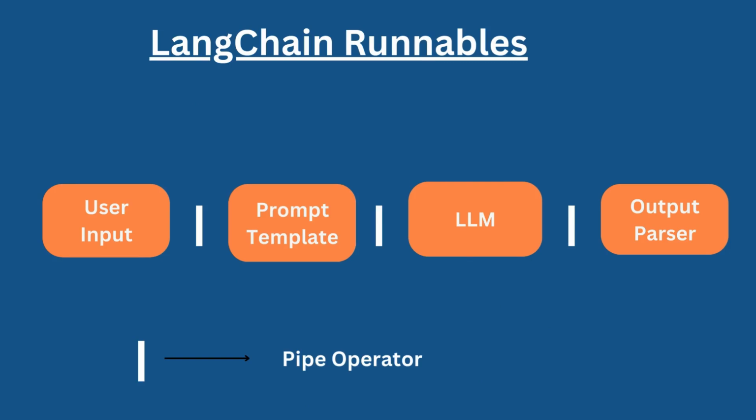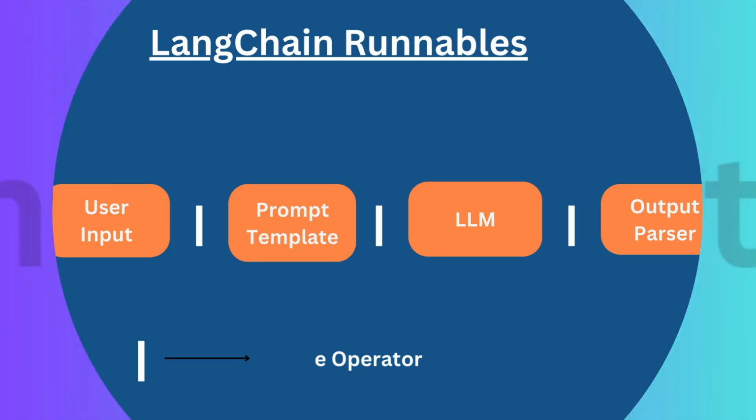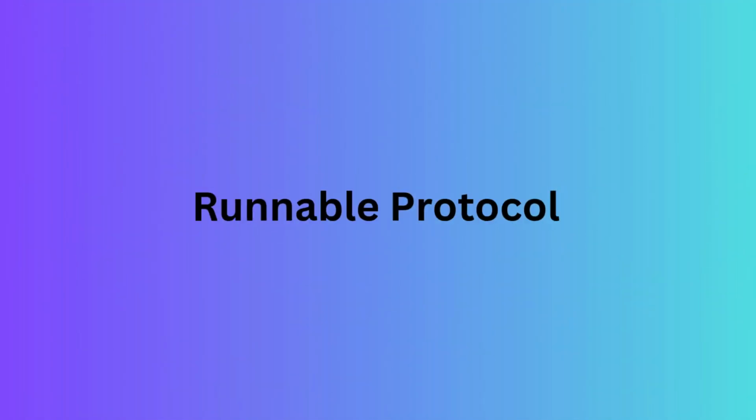So at the core of Runnables, we also have the Runnable protocols, which have different methods. We are going to mention a few of these methods. So we have the stream, we have the invoke, and we have the batch. Also, all these different methods have the asynchronous version as well. So if you are using invoke, batch, and stream, you can use them with their asynchronous methods.